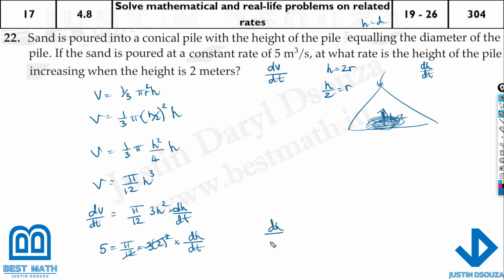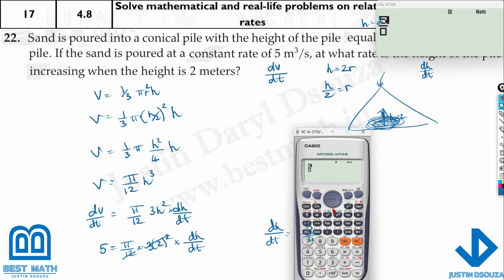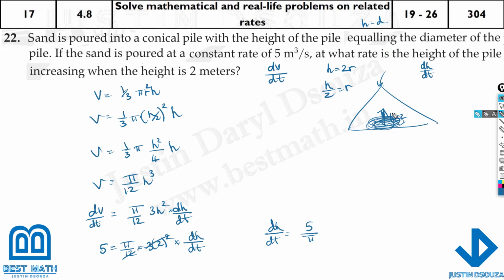So dh by dt will be equal to phi divided by pi. You can just put that in the calculator and you'll get the final answer. So it's phi divided by pi. Just press equal to, or if it is in fraction again, just press SD, and you'll get the answer. It's 1.59. Now that is in terms of meter per second, is equal to 1.59 meter per second. That is the rate of change of height with respect to time.